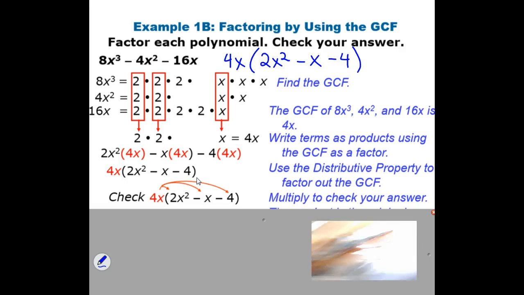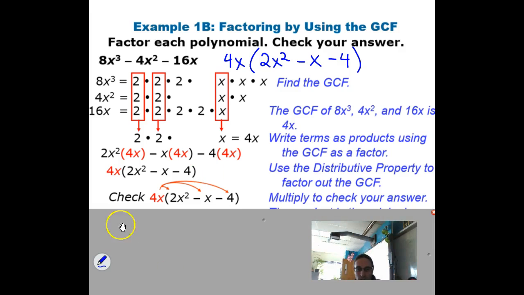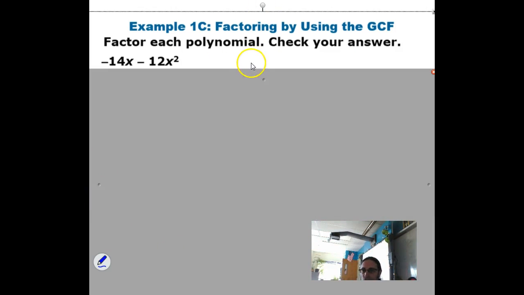Looks good. Yeah, there you go. All right. Let me just show you a couple more examples, and then I'll release you on your own thing.